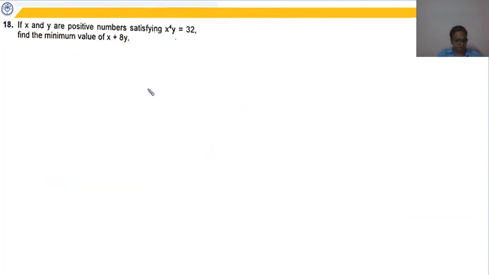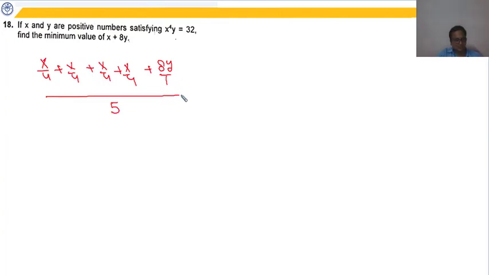Let's do it by the basic method once again. We divide the term x by the power of x, that is, divided into 4 equal parts: x by 4 plus x by 4 plus x by 4 plus x by 4. And 8y by the power of y, a single term. We have these 5 terms whose arithmetic mean is greater than or equal to their geometric mean. x by 4 is 4 times and 8y is 1 time, to the whole power 1 by 5.